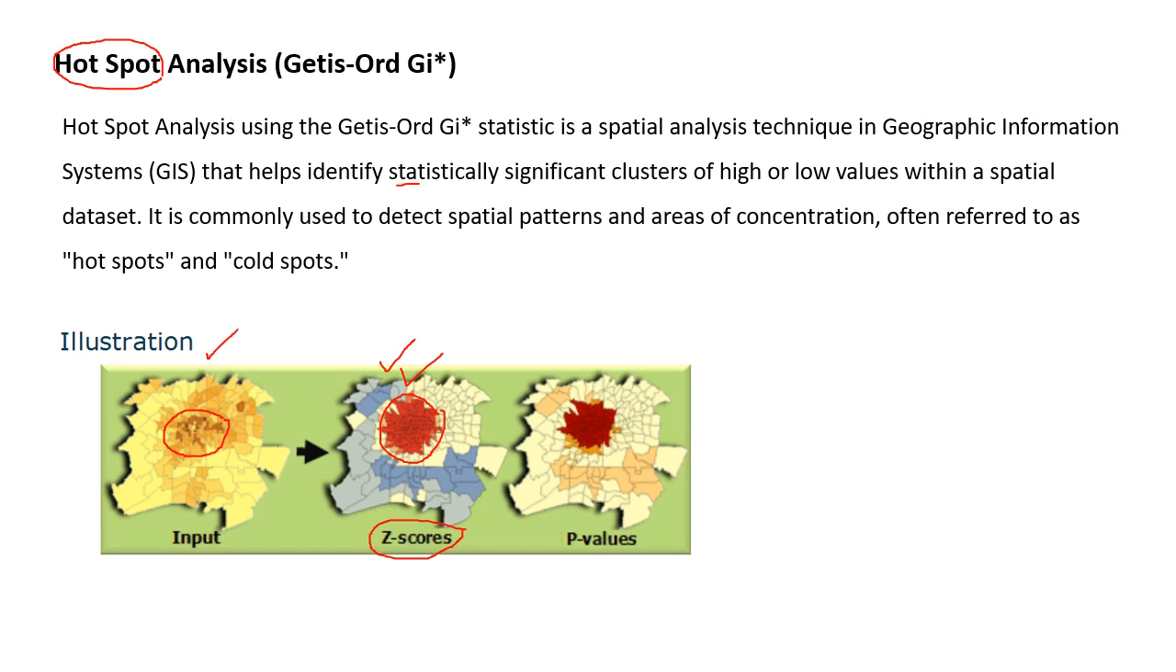Try to understand that in the middle, at this polygon, the light color shows the lower values. Still, it is considered a hot spot. Why? Because this low value polygon has taken the weightage of surrounding high values. The surrounding high values have influenced or changed this value, and that is why this whole spot is considered a hot spot here.